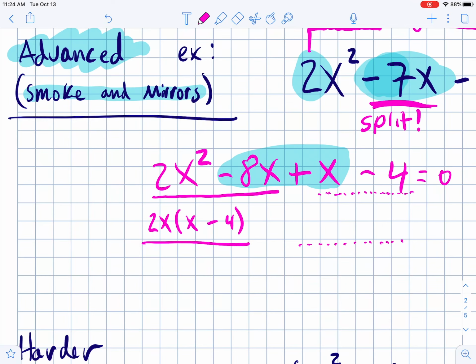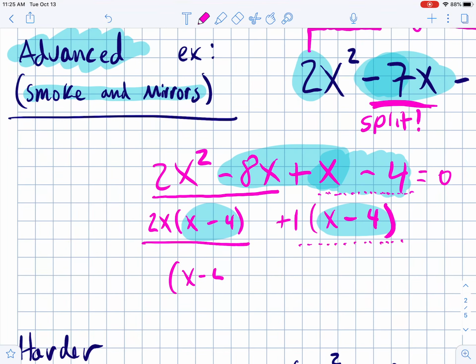Now, the back two terms, normally there would be some sort of common monomial that comes out of them, but sometimes you get this special case where there is no common monomial between x and negative 4. So in this case, you can actually pull a 1 out, which seems like a silly move, but one of the whole points of the smoke and mirrors method is you should always get this to match this. That should happen every single time. If it's not happening, you messed up somewhere.